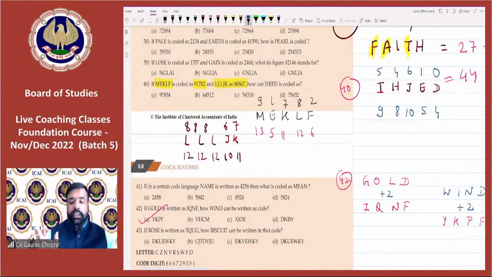So if this is the question, then the correct answer would be 54610. Some of the corrections are there in the book, you can do them. Yeah, so the correct answer will be 54610.